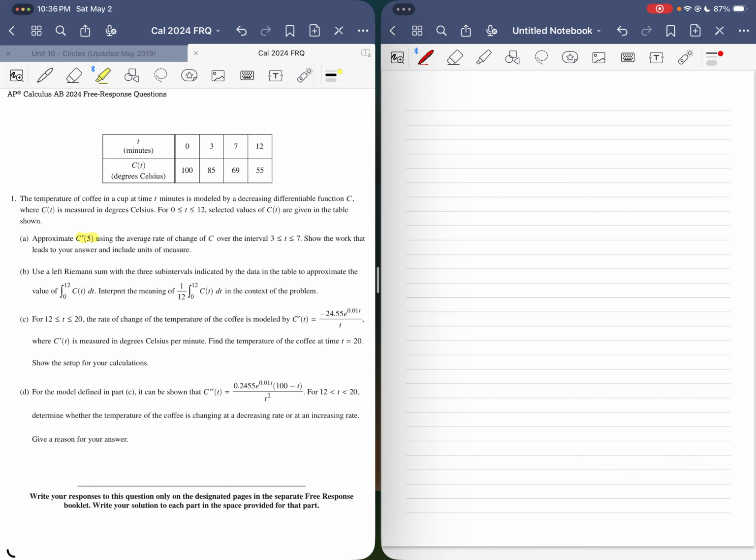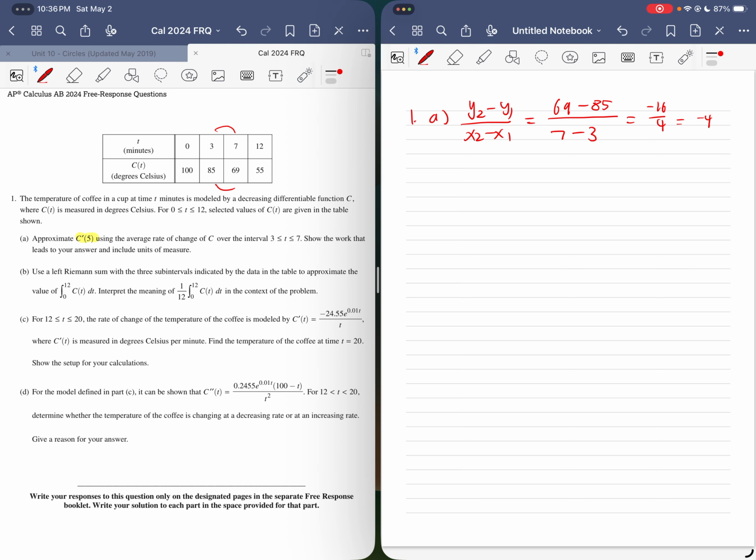We want to find C prime, and since we don't have an equation, we actually have to use the slope formula. For part A, we find where 5 is. 5 should be between 3 and 7. So we do y2 minus y1 over x2 minus x1, which is 69 minus 85 over 7 minus 3. Plug this into the calculator and you get negative 16 over 4, which is negative 4.